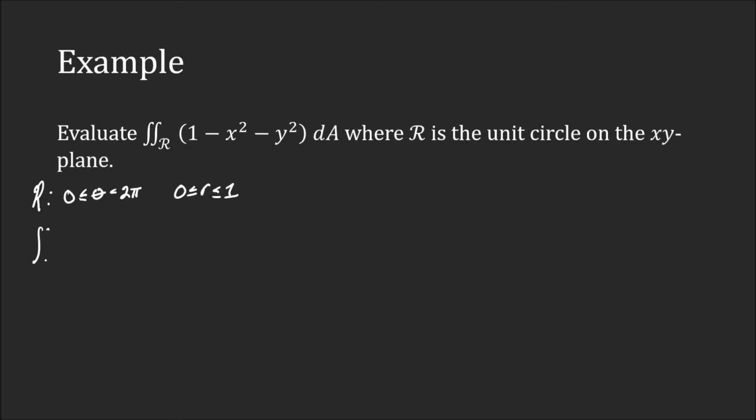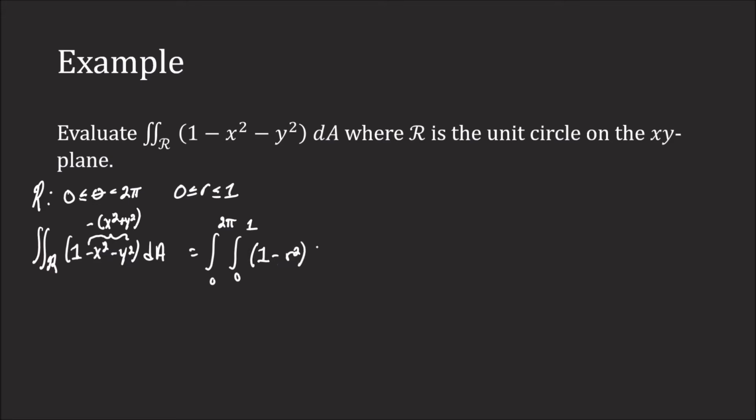So our double integral is the integral from 0 to 2 pi, integral from 0 to 1. Now we just have to convert this 1 minus x squared minus y squared into polar. Well, if we notice, we can write this piece here as negative x squared plus y squared, which is simply r squared. So we can write this as 1 minus r squared, and then dA is r dr d theta.